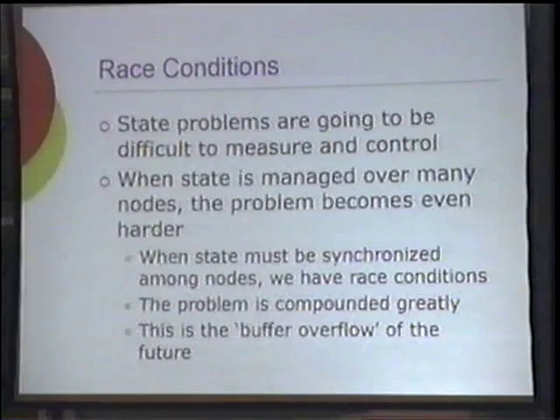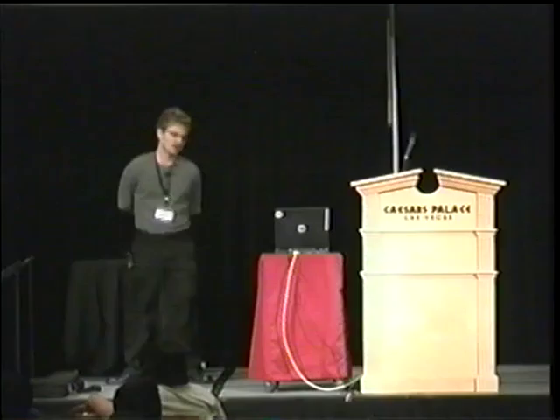Race conditions are the buffer overflow of the future, in my opinion. We're going to have more distribution of agents and other things that have to stay in contact with each other and stay synchronized. So I'm not going to talk too much more about race conditions in this talk, but it's the type of thing that I smell a lot of potential for exploits in the future. When we have a lot of different nodes that have to communicate, it's very easy, obviously, for them to get desynchronized from one another.